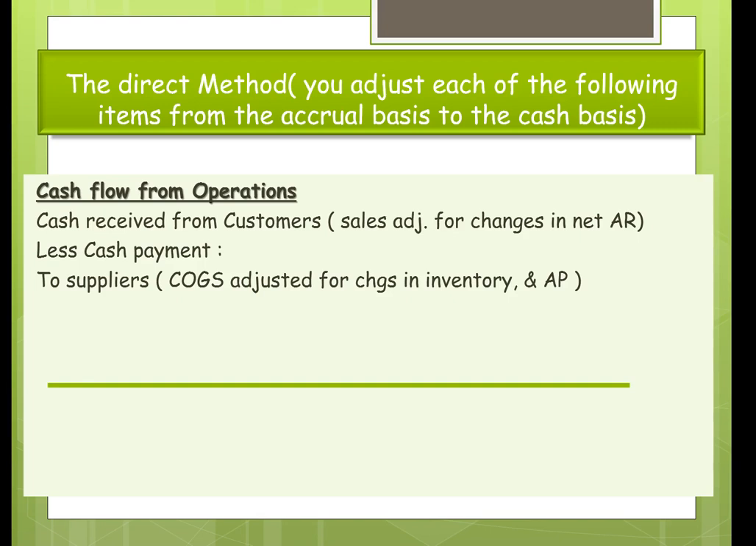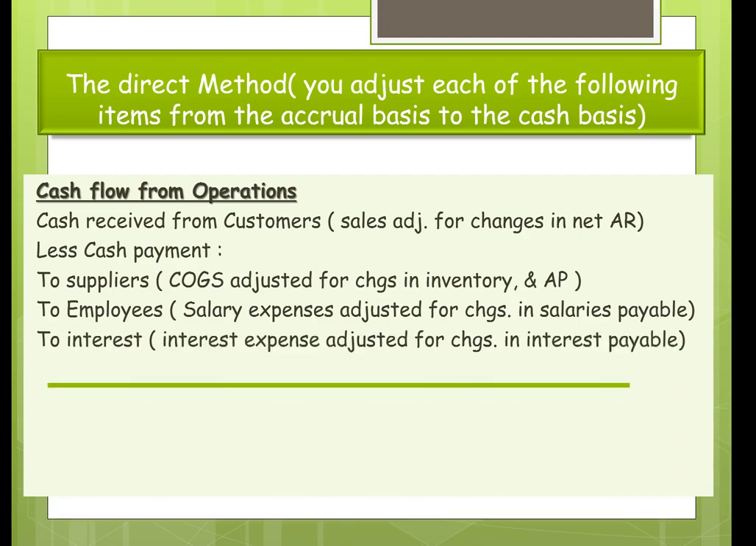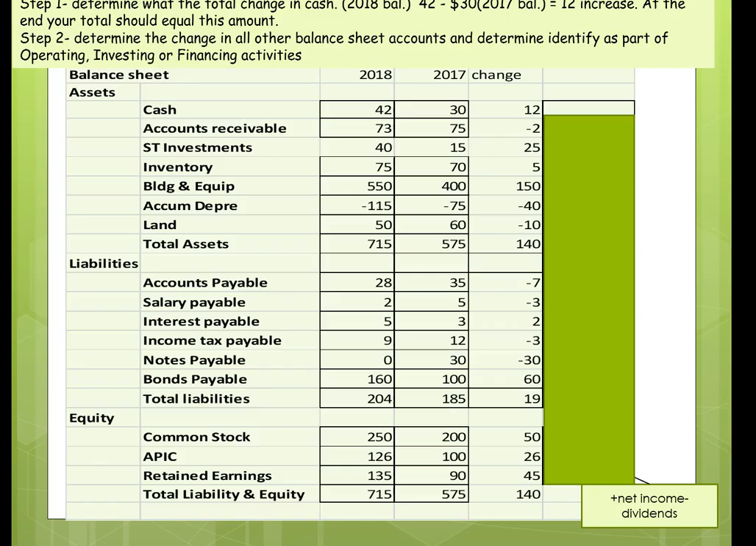For example, in the case of suppliers, we need to look at changes in inventory and accounts payable. Then we're going to look at salaries adjusted for changes in any liabilities associated with that, as well as interest and income tax. And that's going to give us net cash provided by operating activities. Now, the next thing we're going to do is look at the balance sheet, and we've done the changes.